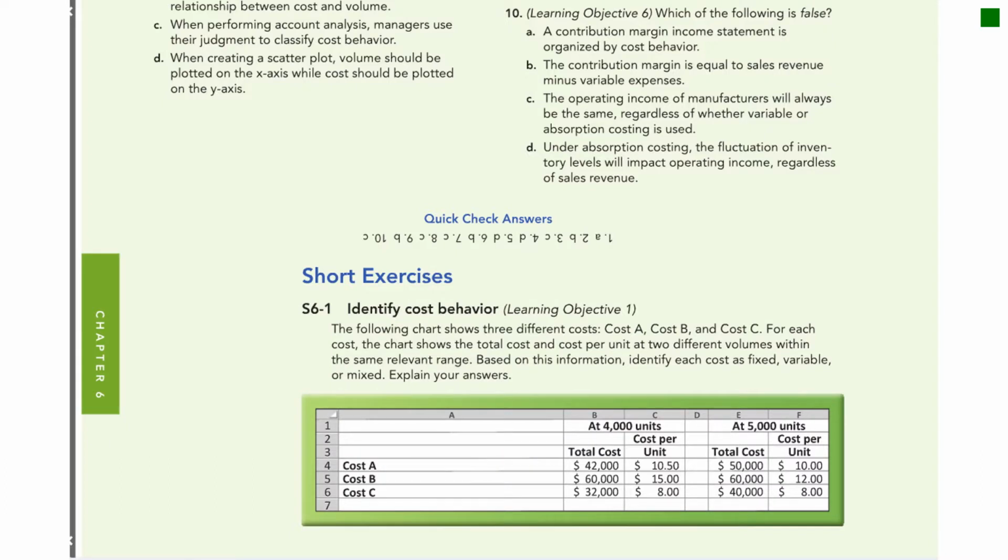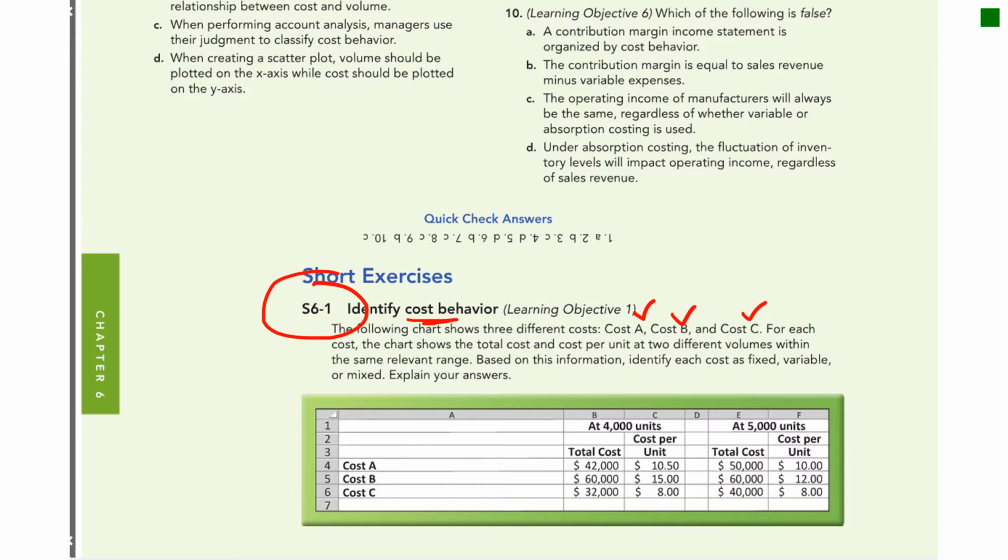Okay, so this is for illustration short exercise S6-1, and this is basically the same one that is in the PowerPoint, but I'll walk you through it again. In this problem, we're trying to identify cost behavior. So they give you the following chart, and they give you the three different cost scenarios. You've got cost A, cost B, and cost C.